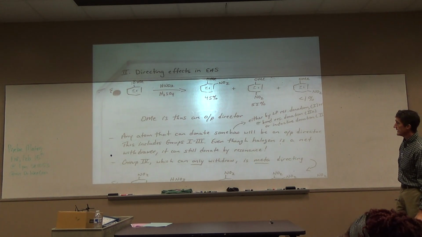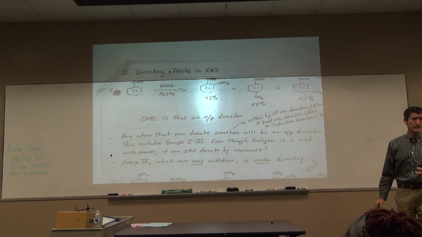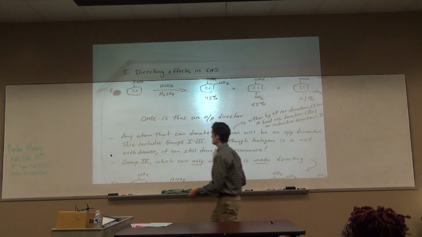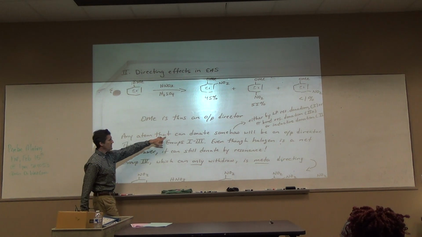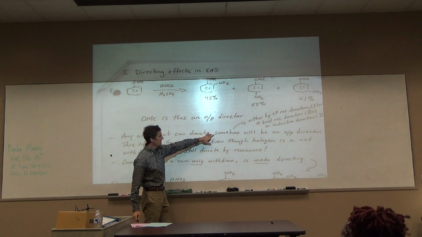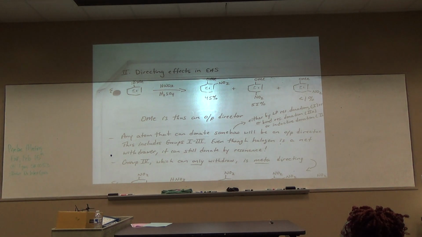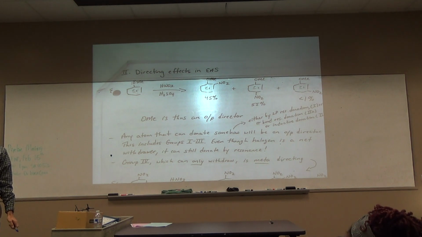How do we know this? Well, here's sort of the rules. And after we state the rules, you can sort of try to rationalize. Here we go. Any atom that can donate somehow will be an ortho-para director. Which groups donate somehow? Group 1 does. Strong donation. Donate what? Somehow. Group 2, net donator. Yeah, group 2 is an ortho-para director as well.